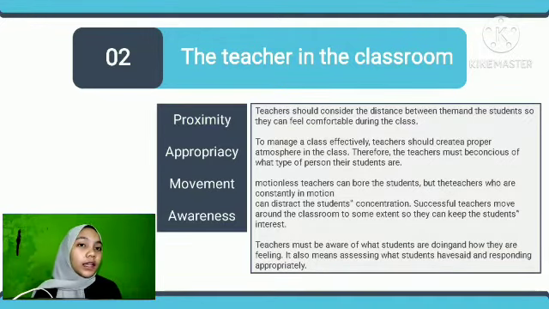And for the last one is awareness. The teacher must be aware of what students are doing and how they are feeling. It also means assessing what students have said and responding appropriately.